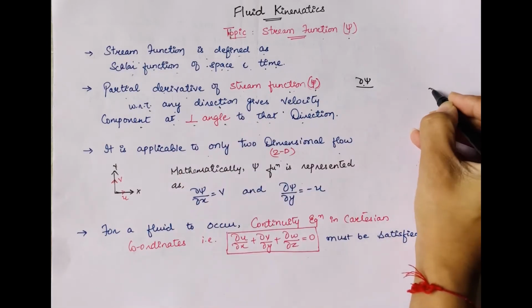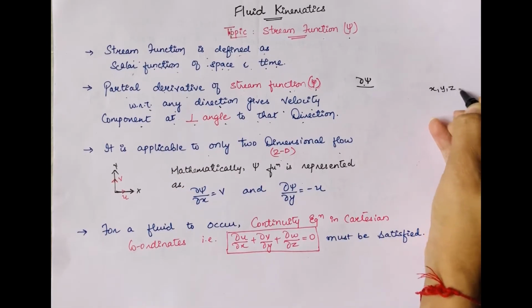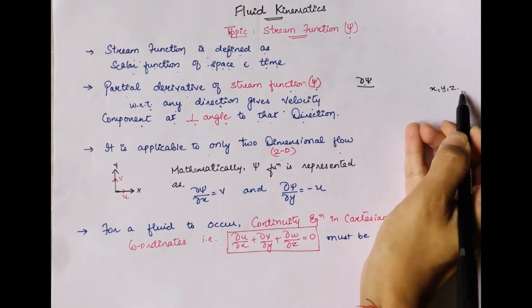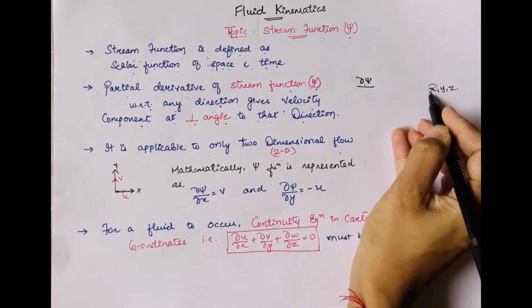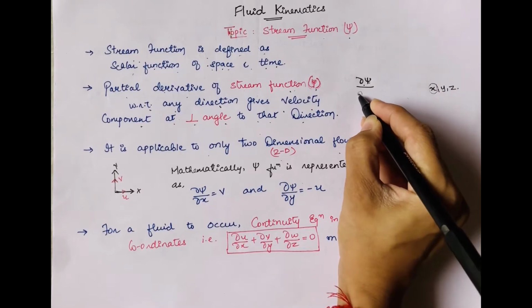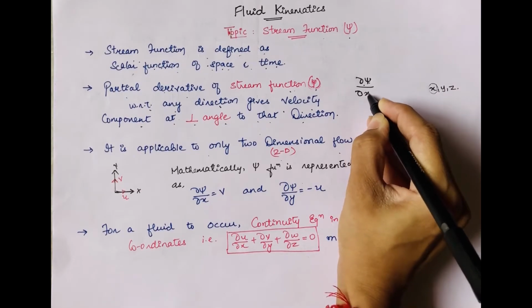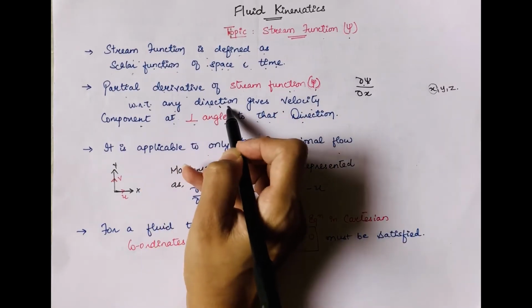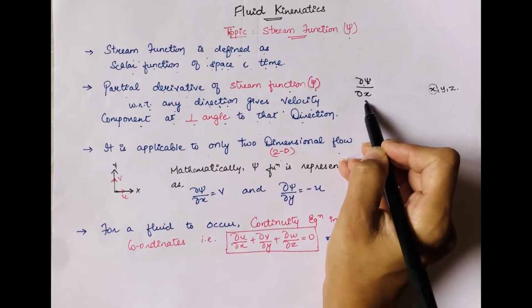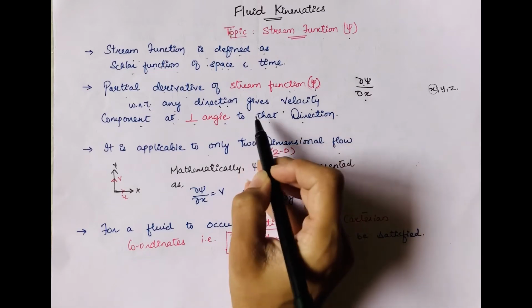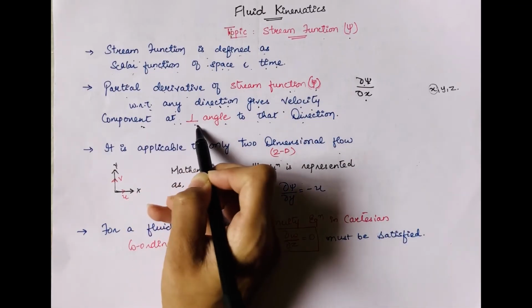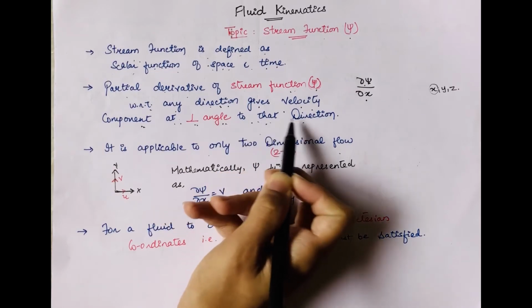We have three directions, x, y, z. So partial derivative of stream function with respect to any direction. Suppose we take direction x, so del x. What will it give? It will give velocity component at perpendicular angle to that direction.